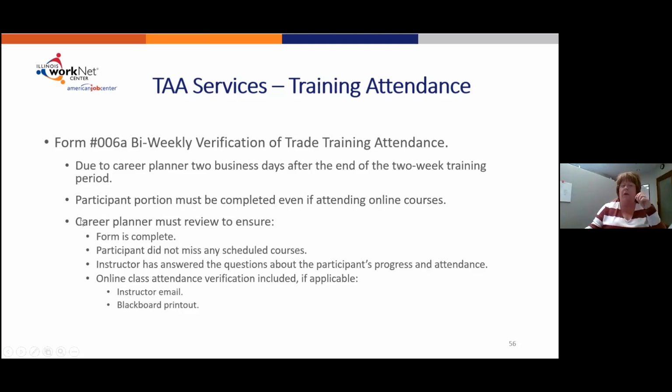And online attendance, we'll talk about in a minute, it has to be documented as well. So the career planner should review these forms to ensure that form is complete, to see if the participant missed any classes, or anything. If the instructor has answered the questions about the participant's progress or attendance. And for online class attendance, verification is included if it's applicable, and the instructor email that verifies their attendance and their progression through that, or some sort of a Blackboard printout or electronic printout from the school. But there are requirements that need to be met for those online attendance verifications as well.